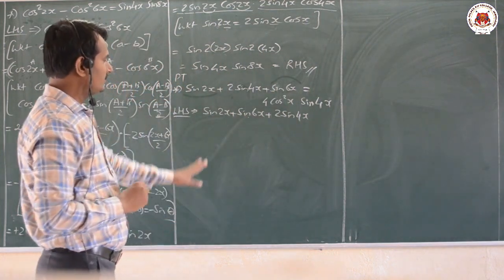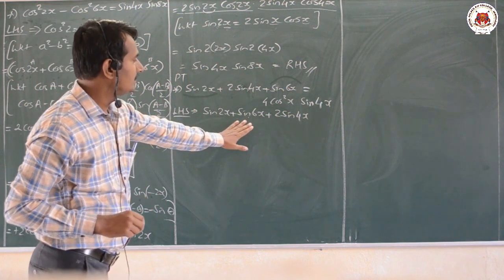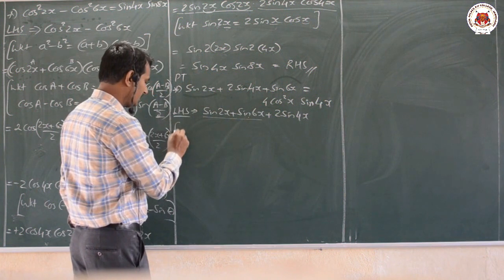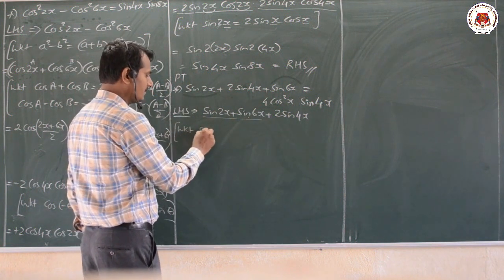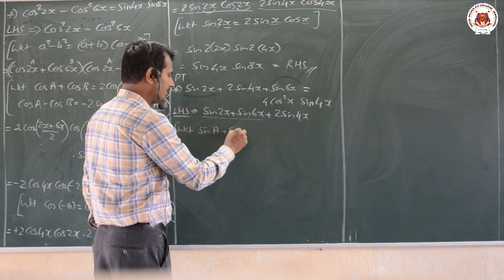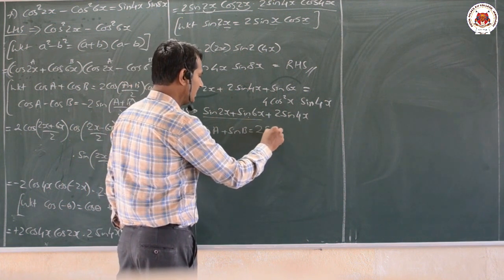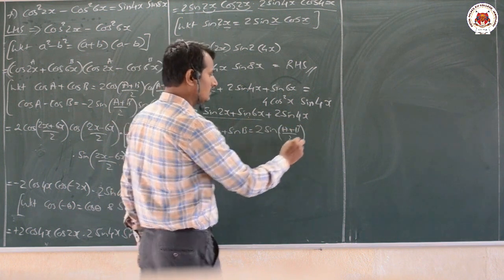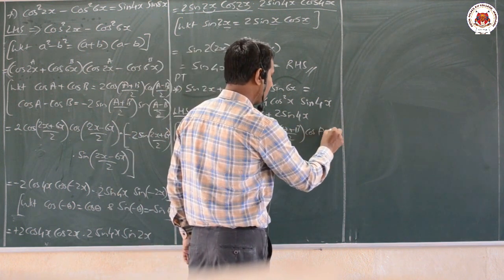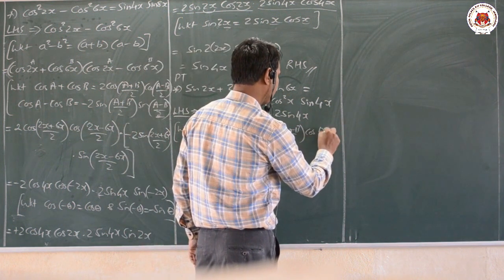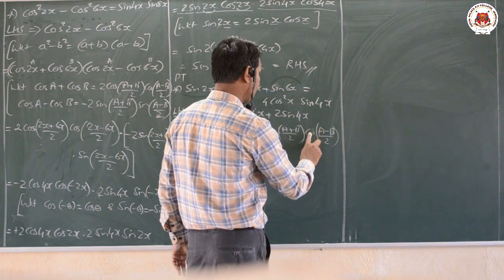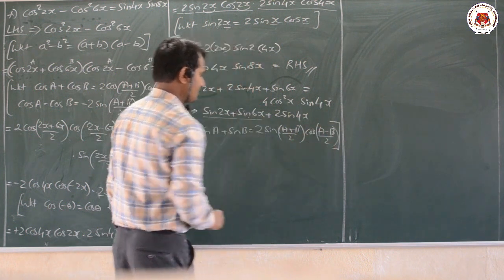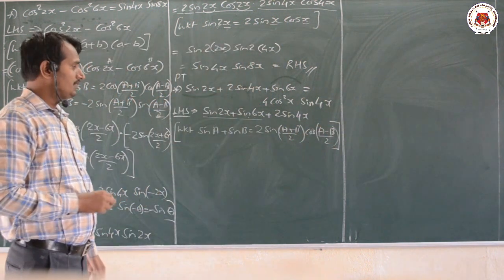Now I will make use of the formula sin A plus sin B. We know that sin A plus sin B is equal to 2 sin (A plus B) by 2 into cos of (A minus B) by 2. Next, now we shall solve it.